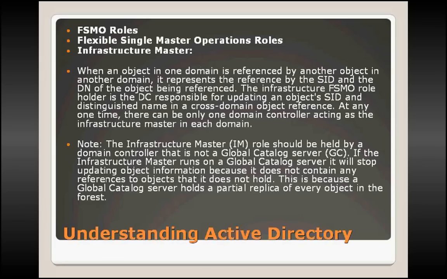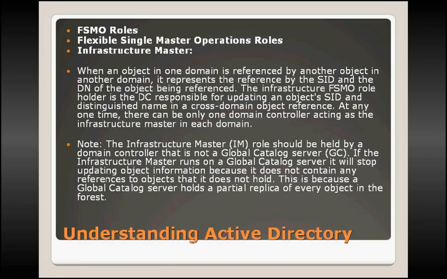There is one more thing. You know, in every domain you have something called a global catalog server, right? So you need to understand that the infrastructure master role should not be on a domain controller that is a global catalog server. The reason is this. The infrastructure master role updates the SID and the distinguished name of the other domain, right? But a global catalog already has an update about every object in the forest.